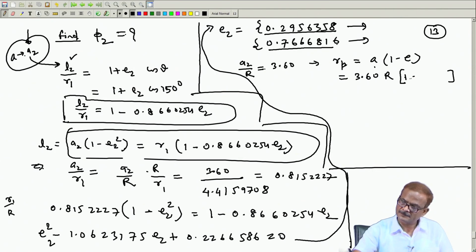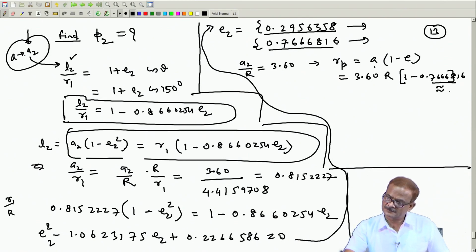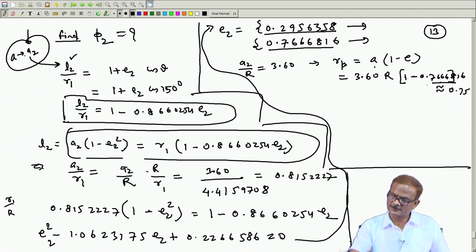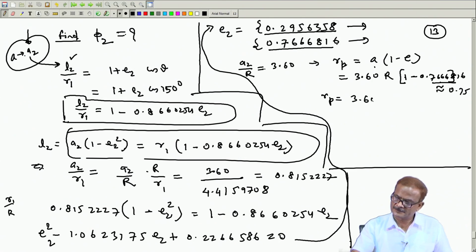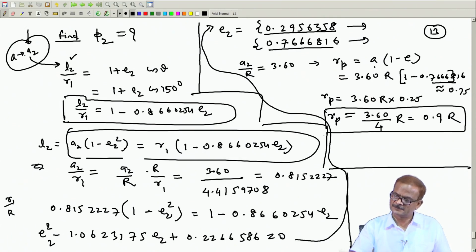So, if we put 1 minus 0.7666816, let us say I approximate this as 0.75, for convenience. This has nothing to do with our computation. So, 3.60 R times this, which becomes 0.25, means 3.60 divided by 4 R, which becomes 0.9 R. That means the periapsis is less than the radius of the earth.